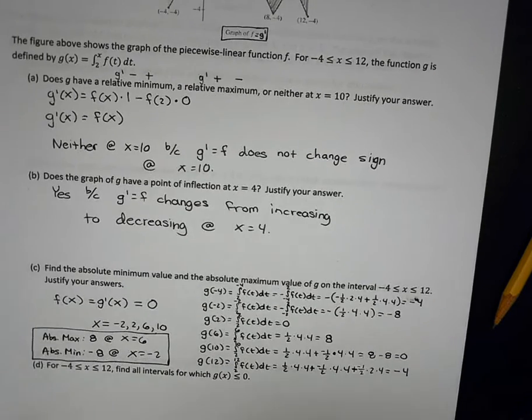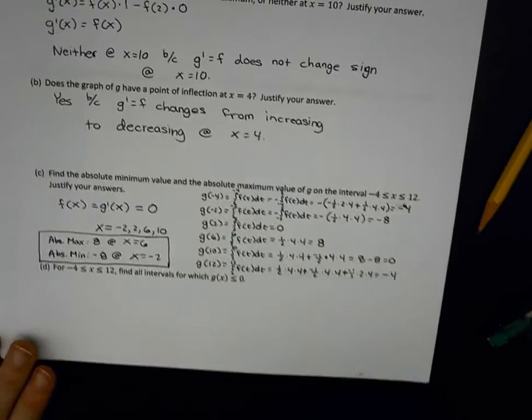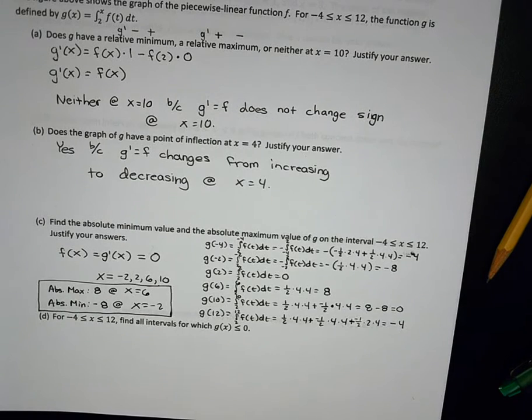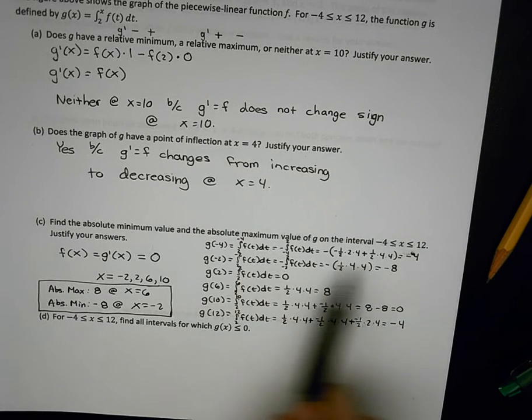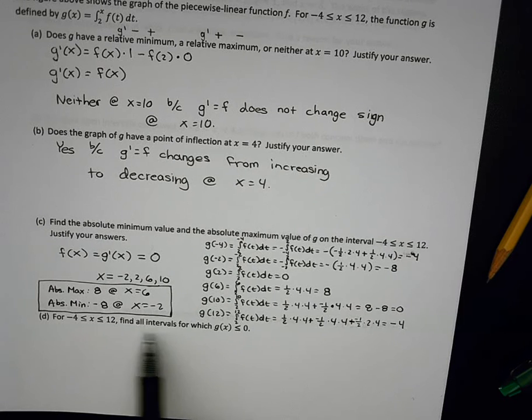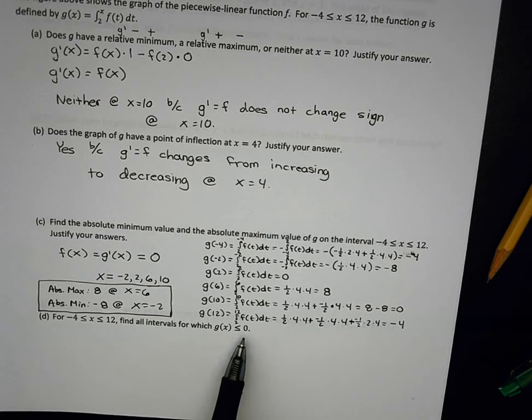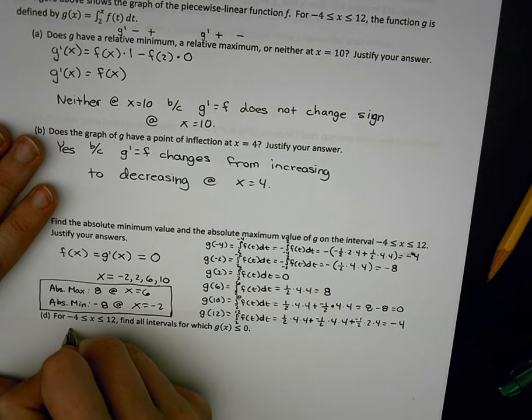Okay, last one. Part D here asks you on negative 4 to 12, so we've just found all of these values here. On negative 4 to 12, for what intervals is my g of x less than or equal to 0? So negative or equal to 0, so we're going to be doing brackets here.